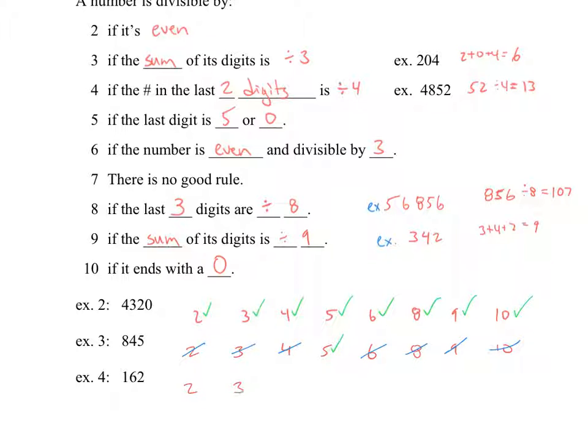2, 3, 4, 5, 6, 8, 9, and 10. All right, the number is 162. 2, it's an even number. What about 5? No. What about 10? No. Okay, what about 3? 6 plus 2 plus 1 is 9. Yeah, it works. So what about 6 then? It works. Works for 2 and 3, it's going to work for 6. And 9. Okay, so we just got 4 and 8 to do. 62.